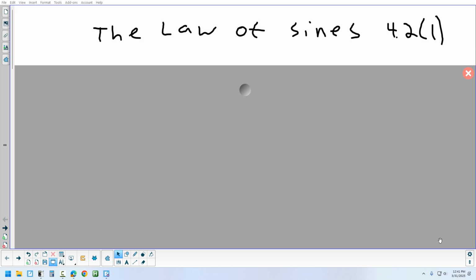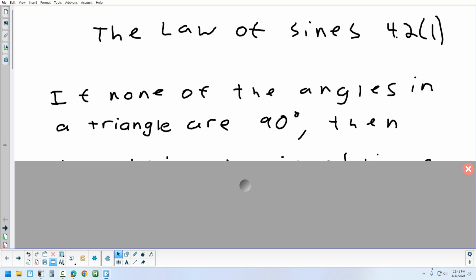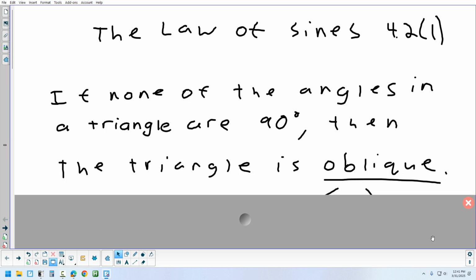Does anybody remember when we found sides and angles, we used like opposite over hypotenuse and all that? What kind of triangle did we always use? Yeah, we always had a right triangle. When you have a right triangle, you can use Pythagorean theorem. That works fine. You can also use the SOHCAHTOA. Opposite over hypotenuse, adjacent over hypotenuse, opposite over adjacent.